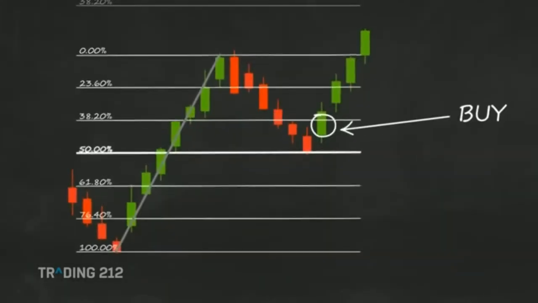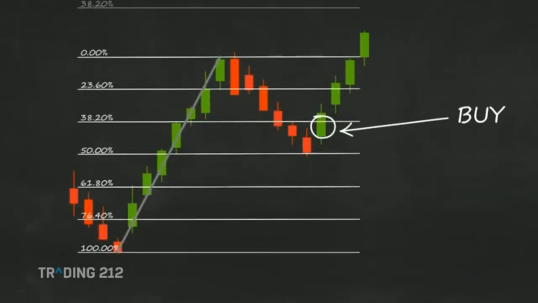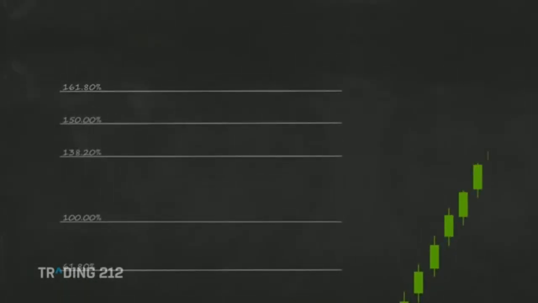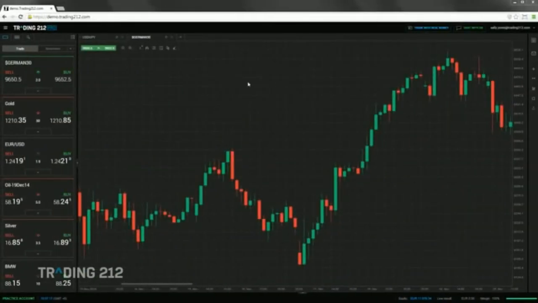If you enter at 50 or 61.8%, a good take profit is the corresponding extension level at 161.8%. Let's go to the Trading 212 Pro platform to demonstrate how to use the Fibonacci retracement tool. Here we have opened the chart for the German index DAX in a candlestick mode at a 1-hour time interval. The price's movement is easily recognizable.